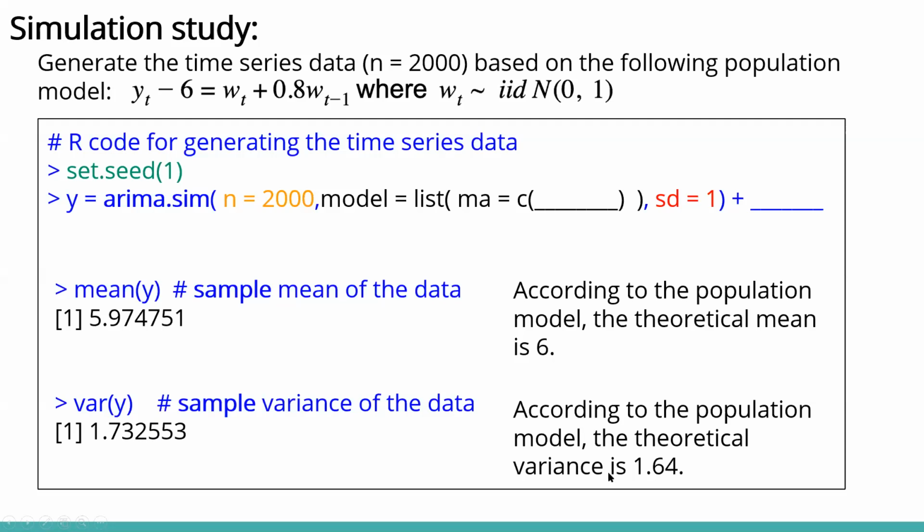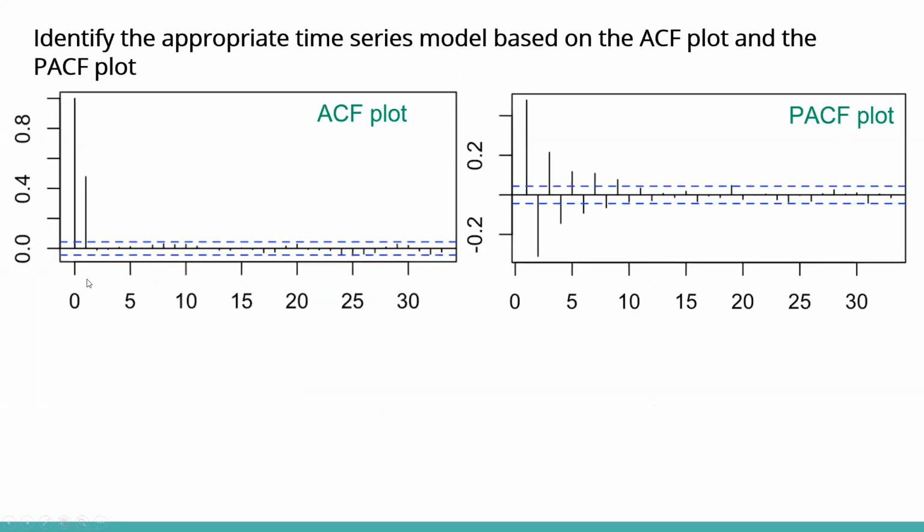The theoretical variance is more or less like a population variance, because what I have here is for the population. Before we collect data at all, this is what we have. And after collecting data, after simulating the data, is there an agreement between the sample mean and the theoretical mean, and the sample variance and the theoretical variance?